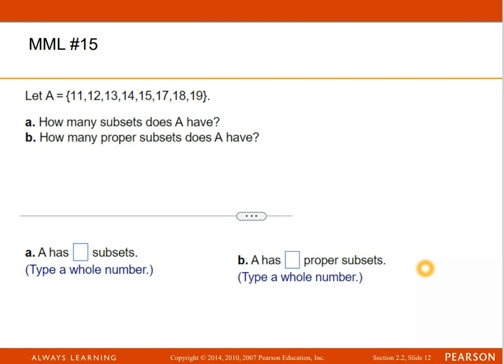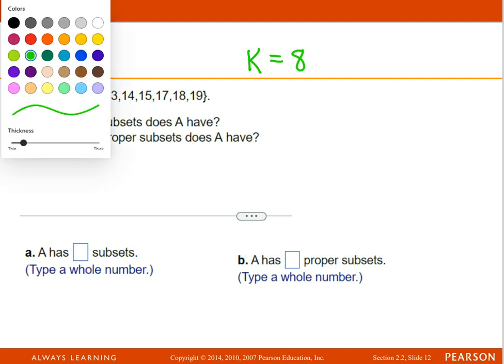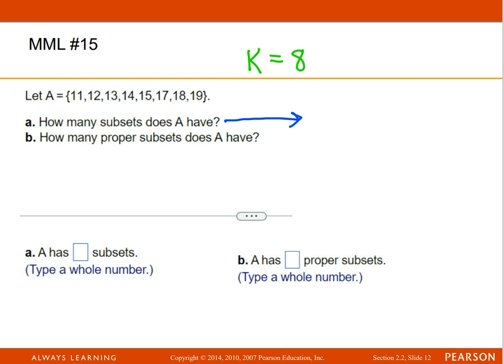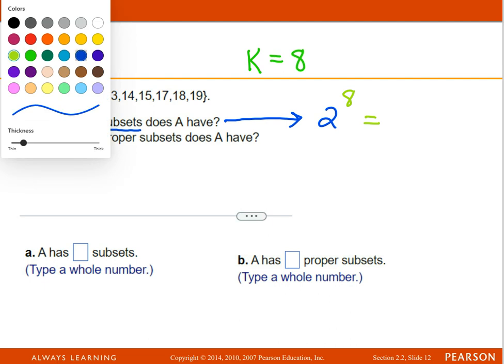All right, 15 says, you've got set A, which contains 11, 12, 13, 14, 15, 17, 18, and 19. Well, wasn't that sneaky? If you're not paying attention, they left out 16. So 11, 12, 13, 14, 15, 17, 18, 19. There are 8 elements here. So K is equal to 8. So when it asks me how many subsets, that's going to be 2 raised to the 8 power.